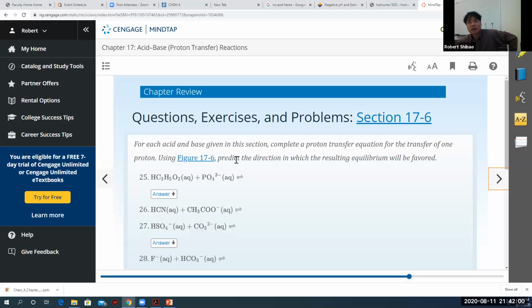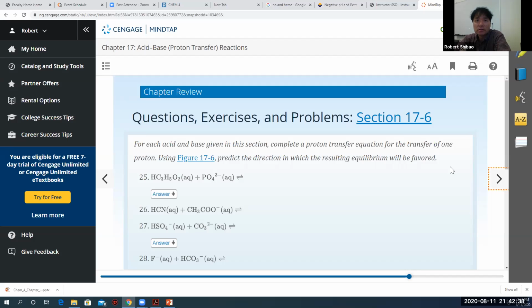For each acid base given in this section, complete a proton transfer equation for the transfer of one proton. Predict the direction in which a resulting equilibrium will be favored. And so they're calling it an equilibrium because we could have partial reaction. The driving force is not so huge, or the non-driving force is not so huge, and so there's a chance that we could have both reactants and products form a stable mixture at the end of the reaction. And so at the end, meaning there's no further change.